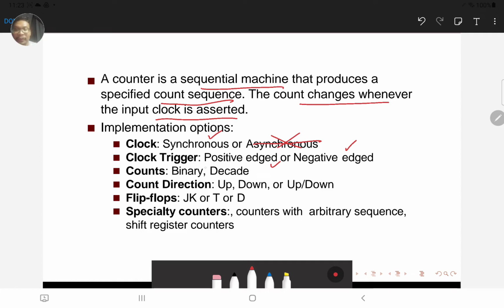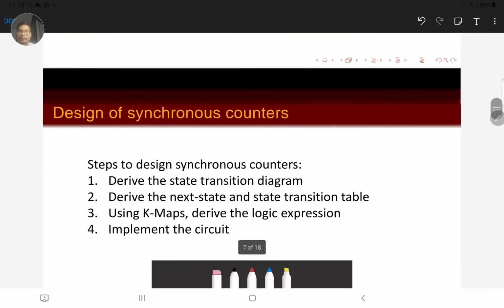We're going to look at both the positive edge and also the negative edge triggered. The counting sequence can be binary, which is counting one by one, 1, 2, 3, 4. It could also be a decade counter, where it counts from 10, 20, 30, and so on. The count direction can be up, down, or up-down, or some random sequence. The flip-flop we use can be JK, T, or D. And there are also the specialty counters, specifically counters with an upgrade sequence and also shift register counters. Then we look more in detail at that one.